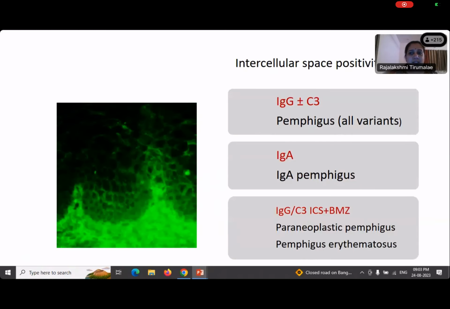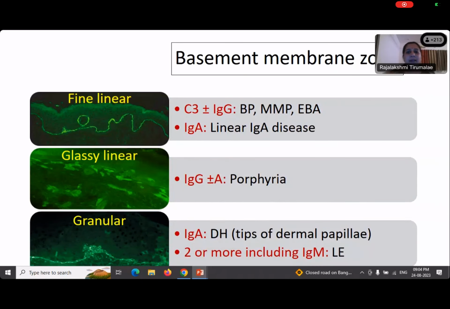So, like I said, what's the significance of these patterns? The intercellular pattern is seen in all variants of pemphigus. So pemphigus variants cannot be differentiated on the basis of immunofluorescence alone, because most often you get IgG and C3 in both. The only variant you can distinguish, which presents as a pustular dermatitis, is IgA pemphigus, because you get intercellular IgA positivity. Now, basement membrane zone patterns are a little more complex. C3 with or without IgG is most commonly seen in bullous pemphigoid. Linear IgA disease, if it's IgA. The glassy linear pattern is very characteristic of porphyria.